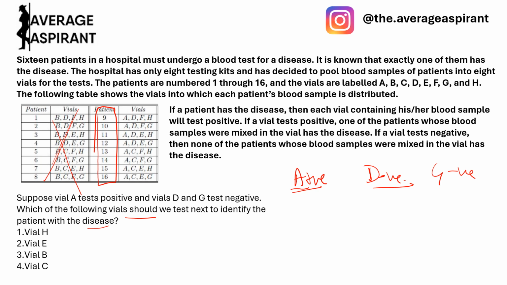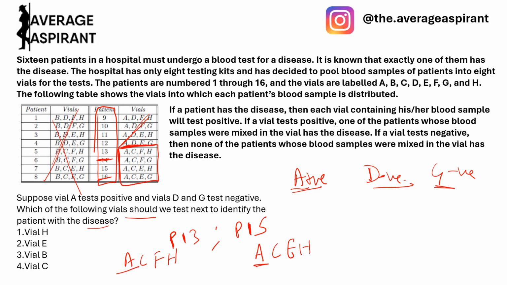Anyone having D should not be positive. These 4 have D, so we'll rule them out as well. Only the last 4 remain. G is negative, so patient 14 also doesn't have it, and patient 16 also doesn't have it. We have patient 13 and patient 15 now. Patient 13 is A, C, F, H. Patient 15 is A, C, E, H. Now we know that A is positive.